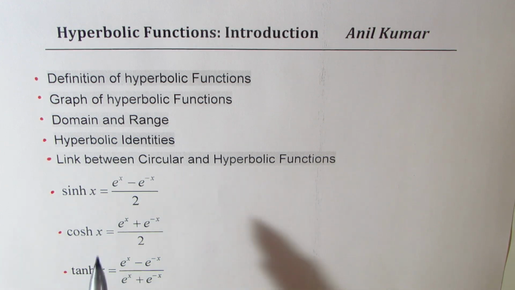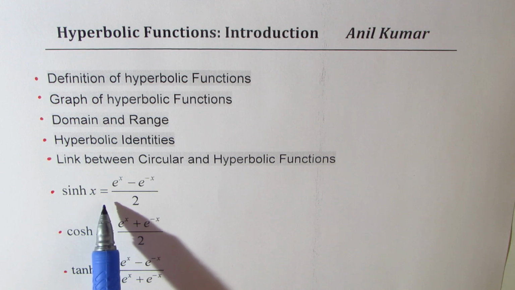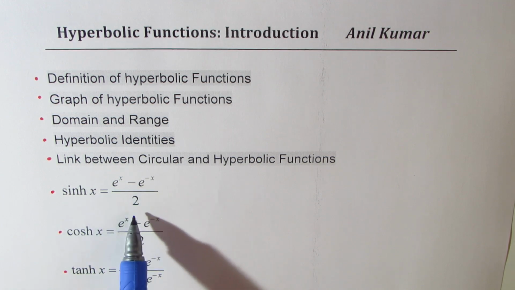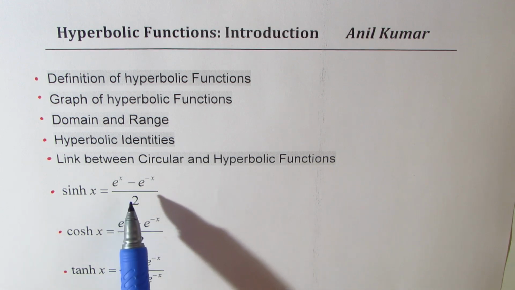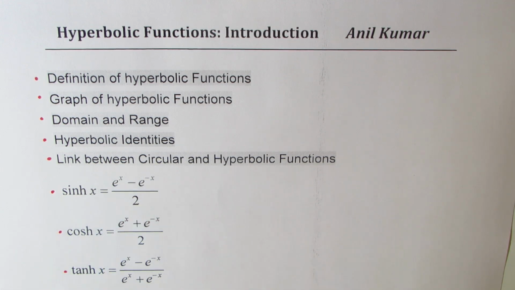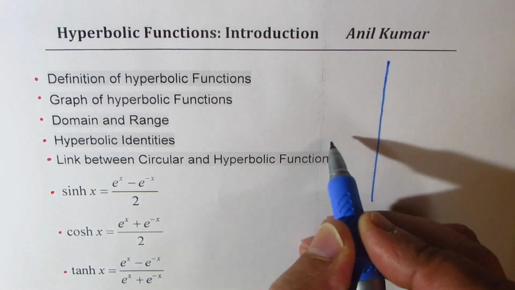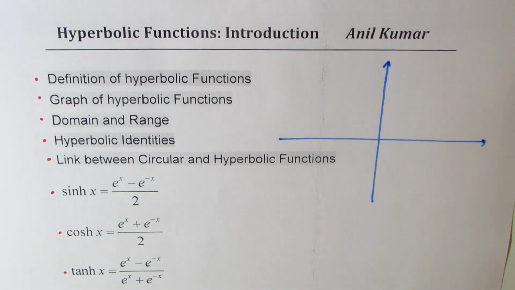Now, to begin with, we have already given the definition, which is sine hyperbolic x is equal to e to the power of x minus e to the power of minus x divided by 2. So you can see these are basically a combination of exponential functions, correct? So let me just review the e to the power of x graph with you first, and then we'll move on and talk about these hyperbolic functions, right? I hope that makes sense, right?